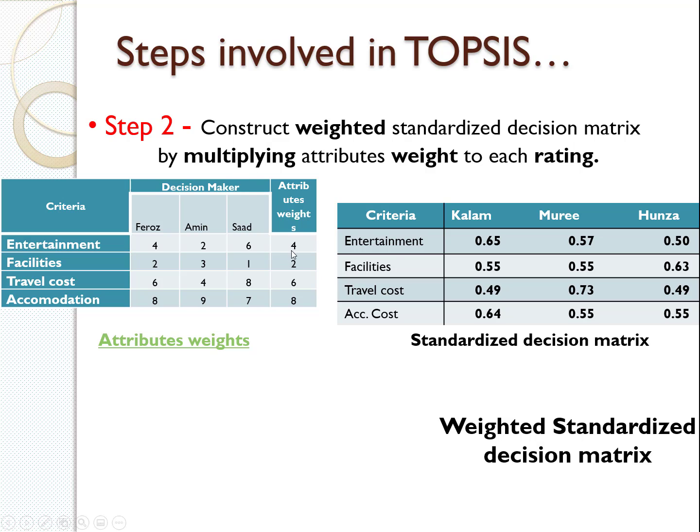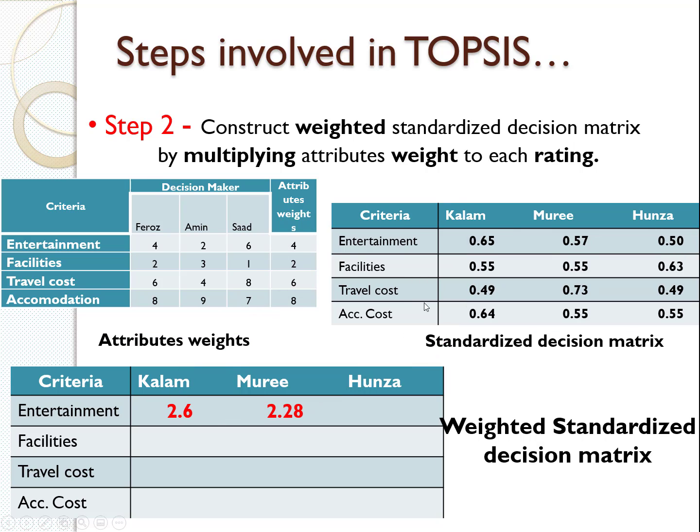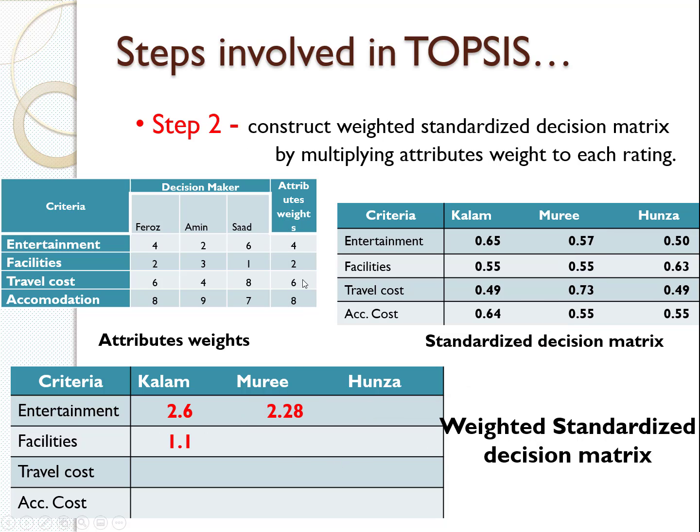Now I will show you. Now you will multiply this with this. So how will you do this? You can see 4 multiplied by this 0.6. So this is the attribute weights. Then in the next, 4 into this, you will get this. 4 into this, you will get this. Similarly, 2 multiplied by 0.55, 2 multiplied by 0.55, 2 multiplied by 0.63. So you will get this one. How do we get this? In this way. This is the weighted standardized decision matrix.